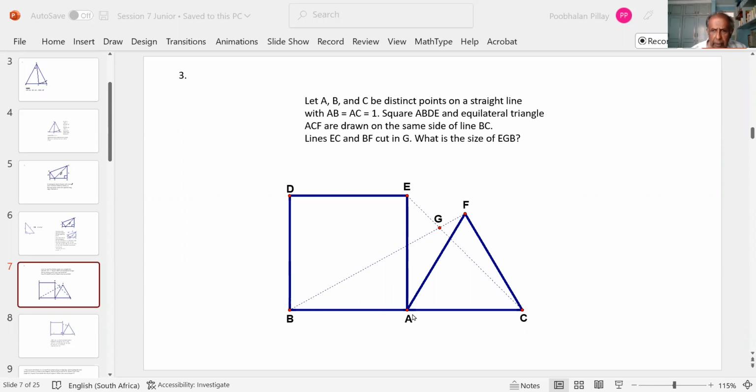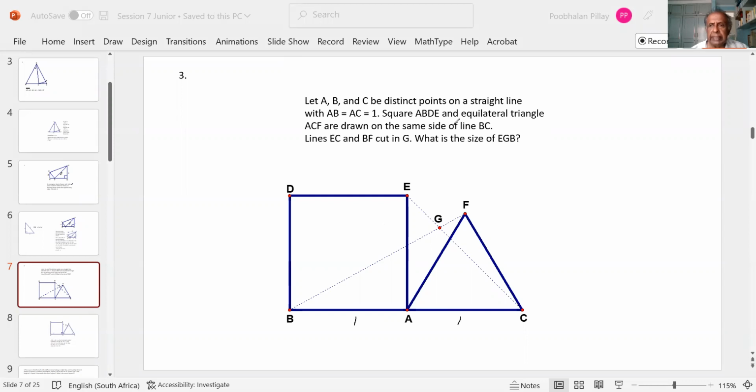You can see there's A, B, and C, with AB equal to AC equal to 1. So let's put that down here. These lengths are actually equal to 1. We normally put down the information that is given in the diagram so you can see it clearly. So these two sides are equal to 1.